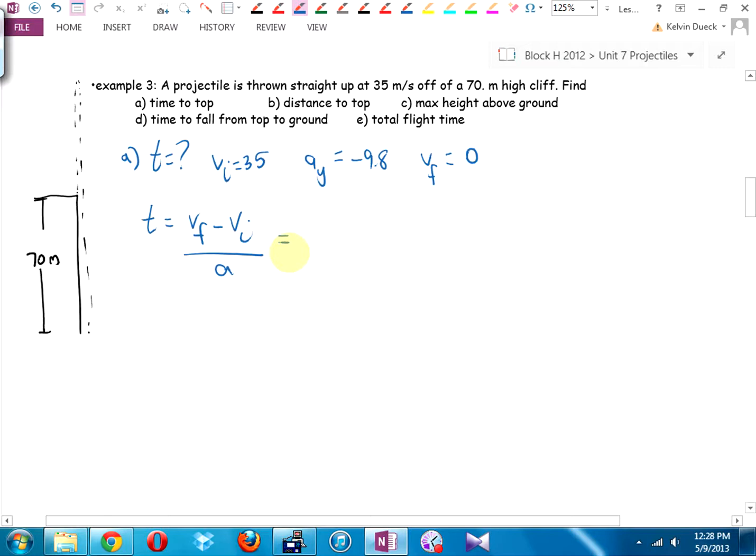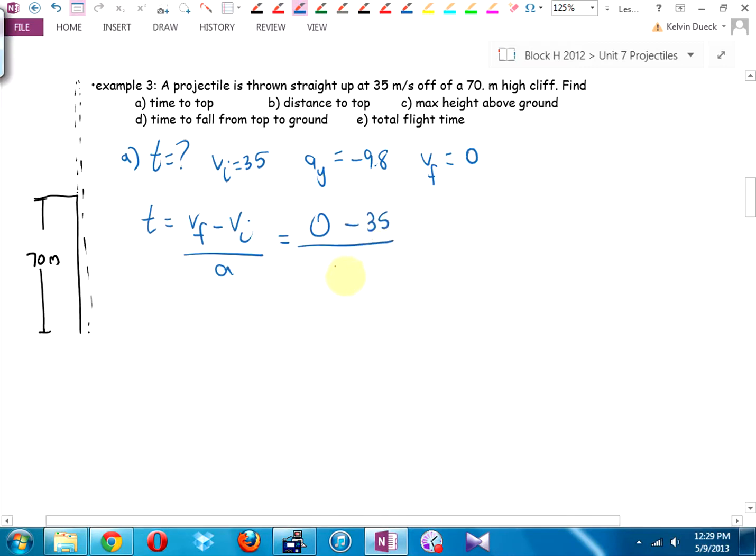What's VF? It's worth taking the time to list the data because it takes 1 second and it sure cuts down on your thinking. 0 minus, what's VI? What if instead of launching it upwards, we had launched it downwards? What would VI be? It'd be negative 35. If I had launched it downwards, I would call VI negative. But this is a positive 35.